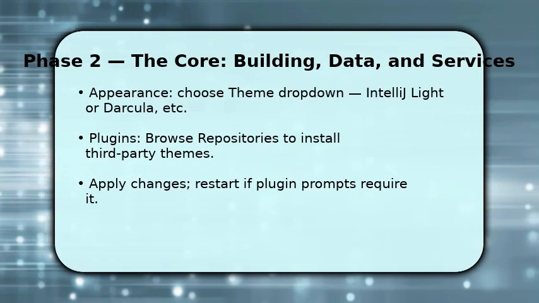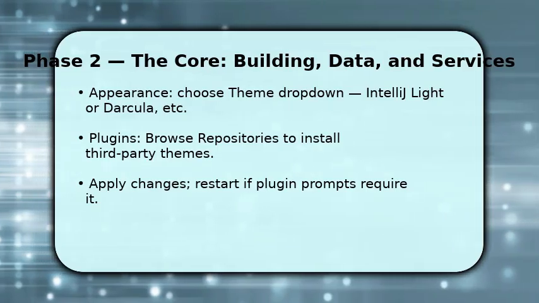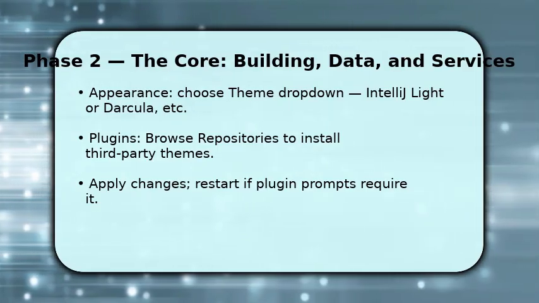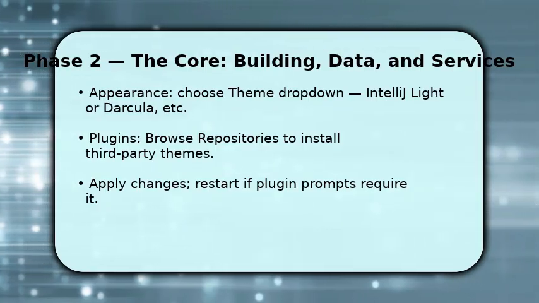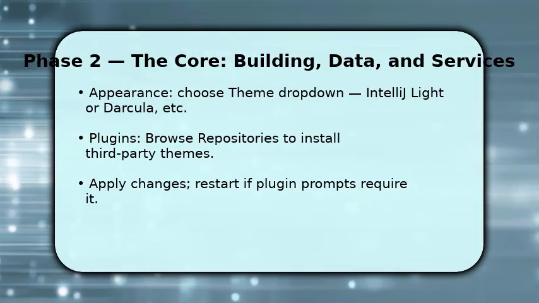Next, you choose or install the theme. In Appearance and Behavior, Appearance, pick the theme drop-down to switch between built-in options like IntelliJ IDEA or Darcula. Do this to see immediate contrast and font/color changes.